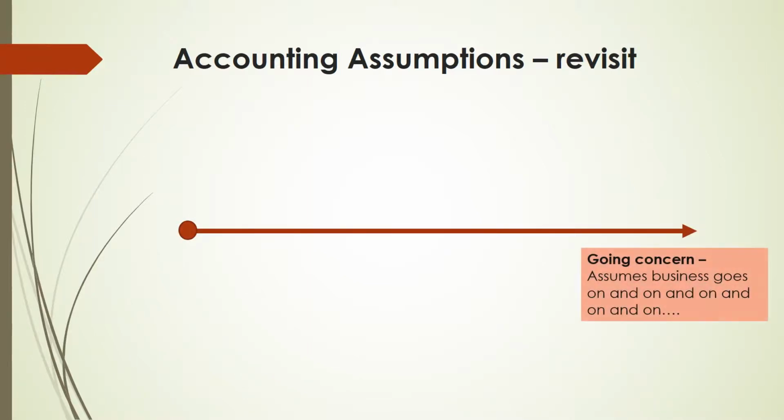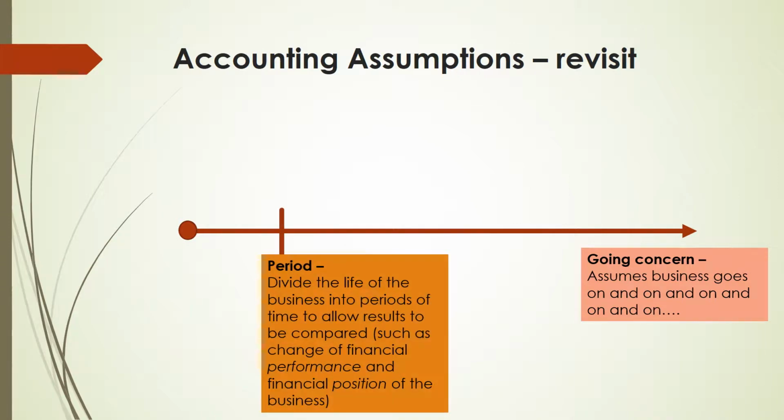The first assumption relates to the going concern assumption, which assumes that the business goes on and on and on and on. Therefore, we need the period assumption, which divides the life of the business into periods of time to allow results to be compared, such as changes of financial performance and financial position of the business.